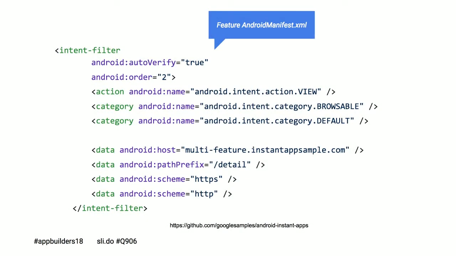This is how our activity is seen in the manifest. Actually, if you have tried deep links before, it's very similar. Your activity should be browsable. Its category should be default. You need to give a host, path prefix, and scheme. What is the difference? With deep links, you need a website.